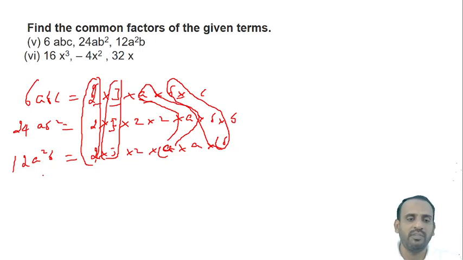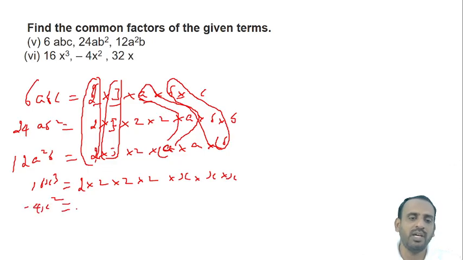16x cube can be written as 2 into 2, 4, 4 into 2, 8, 8 into 2, 16 into x into x into x, because we have x to the power of 3, that is x cube. Then minus 4x square, you can write it as minus 2 into 2 into x into x. Okay, then 32x is equal to 2 into 2, 4, 4 into 2, 8, 8 into 2, 16, 16 into 2, 32 into x.